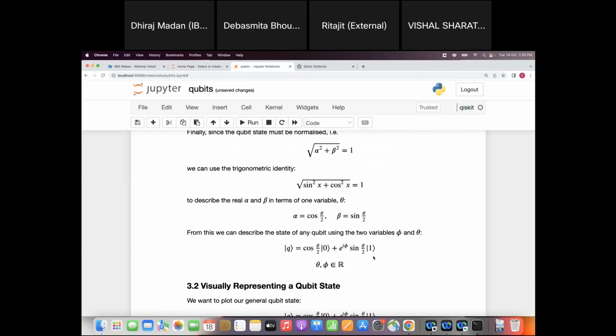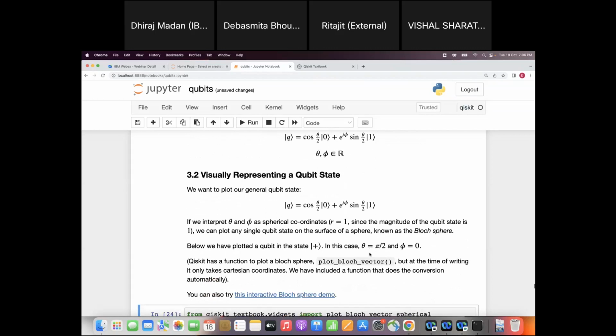Now you see that we only have two angular components, theta and phi. Phi, being a relative phase, can run from 0 to 2 pi. Theta by 2 represents an angle in the first quadrant, because both of these components are positive reals, which means that theta overall lies between 0 and pi.